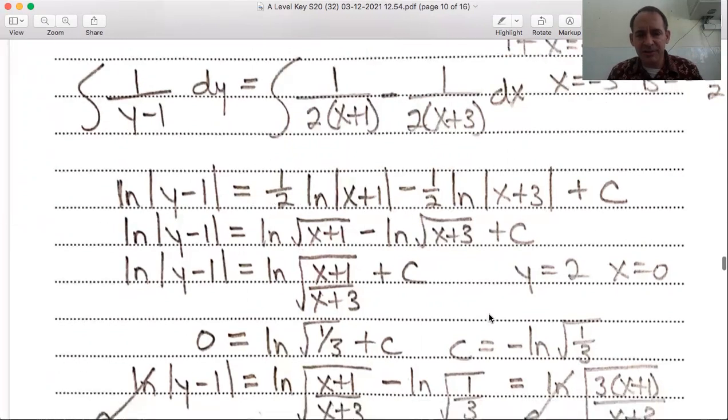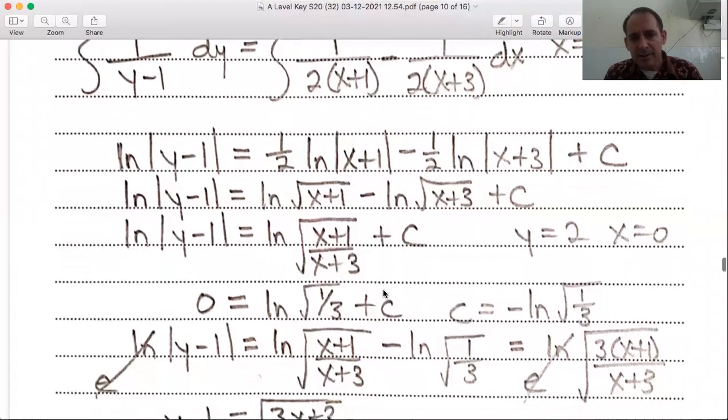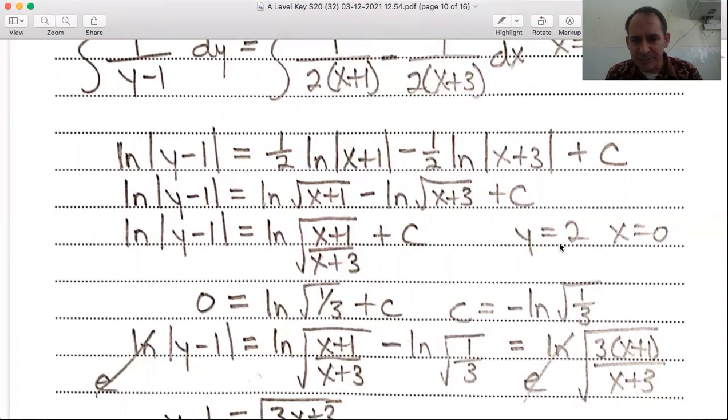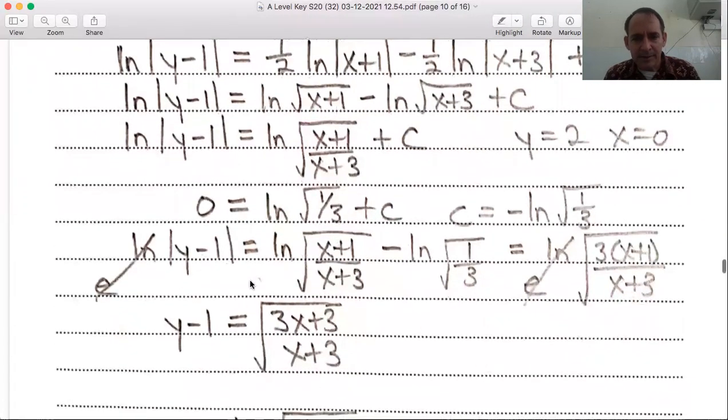Now we want to find c. So we can combine these two together since they're on the same side of the equal sign, with one of our laws of logarithms. When you subtract like logarithms, you divide the arguments. So we get this. And when we plug in our point y equals 2, x equals 0, we end up with 0 over here, ln of root 1/3, plus c. So c equals negative ln root 1/3.